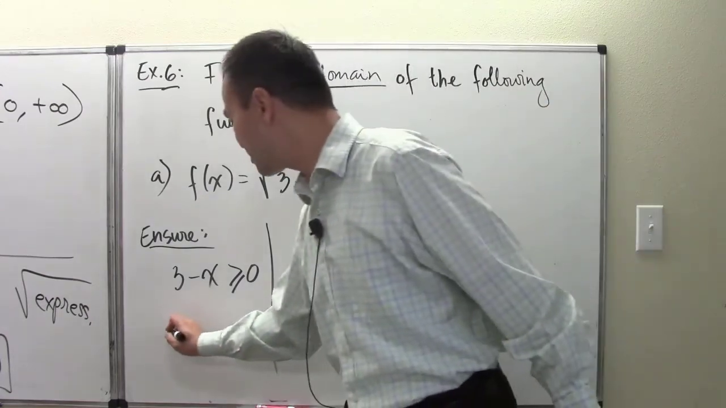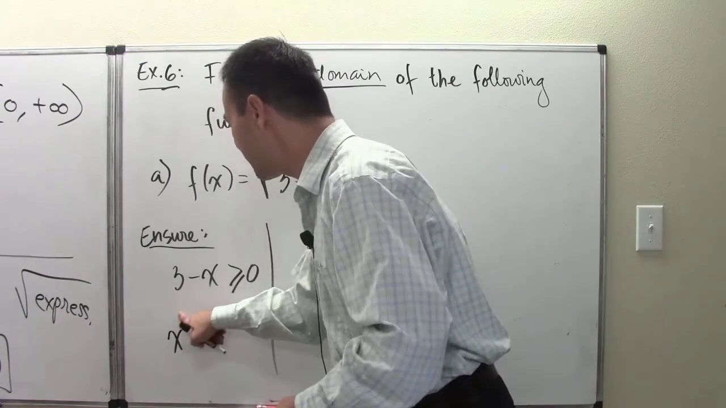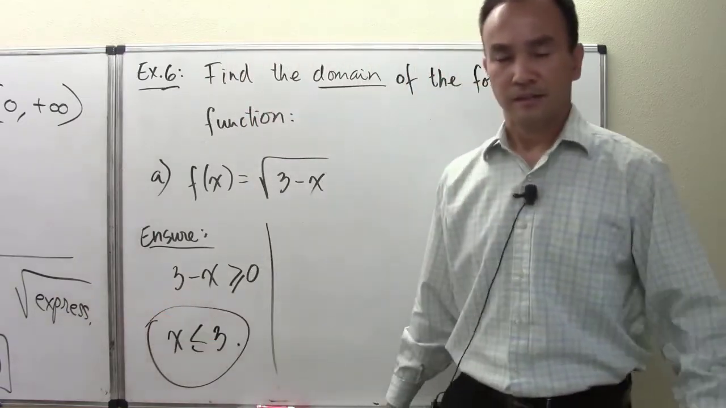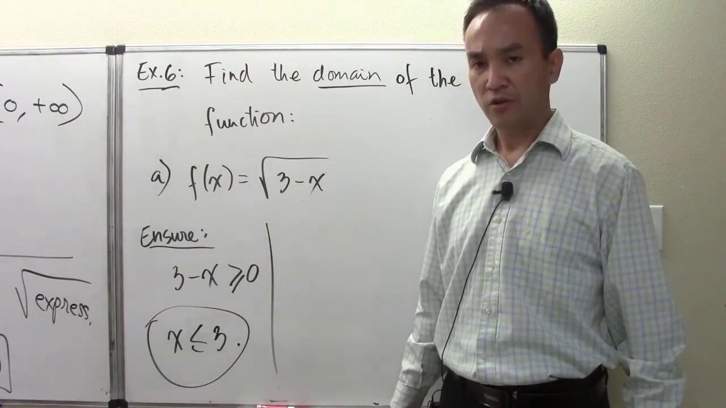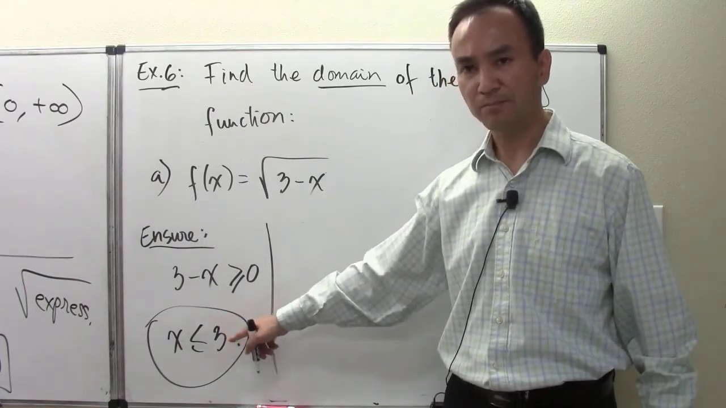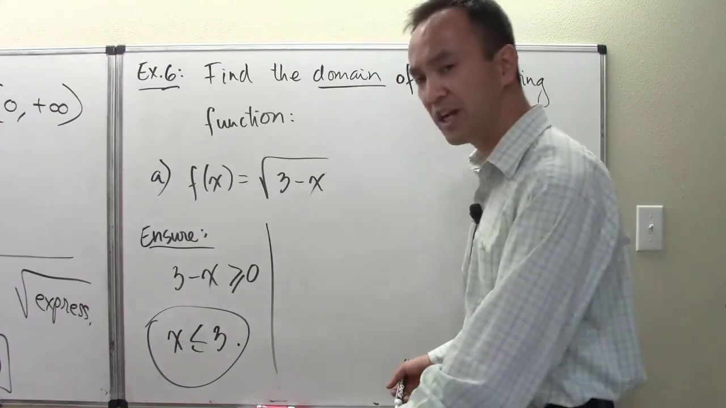So what are the possible input values? x less than or equal to 3. Those are the possible input values. But hold on, that's not a widely accepted way to write your answer for a domain. So now let's try to bring that into interval notation.